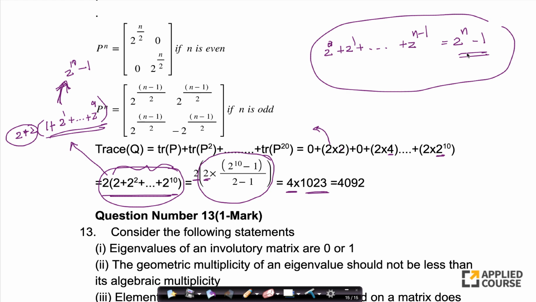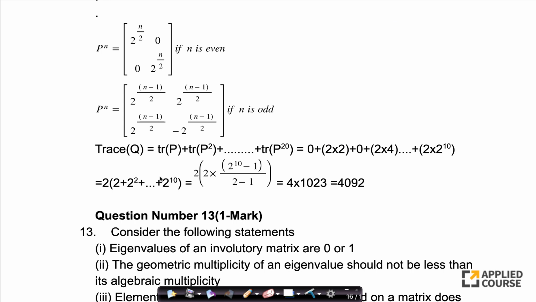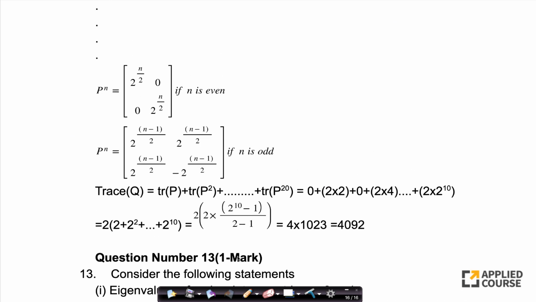Even for the non-computer science students, you could have just used the arithmetic progression formula and arrived at 4092. Nothing fancy here. The only tricky part here is to recognize this formula. The only challenging or non-trivial part here is to recognize this form of p power n when n is even and this form of p power n when n is odd. Once you get this, the rest of the math is very, very straightforward.